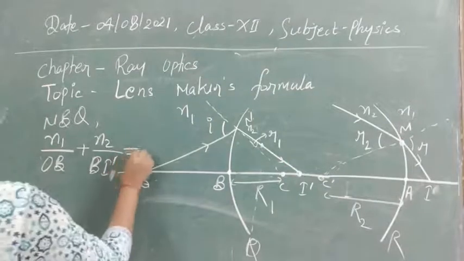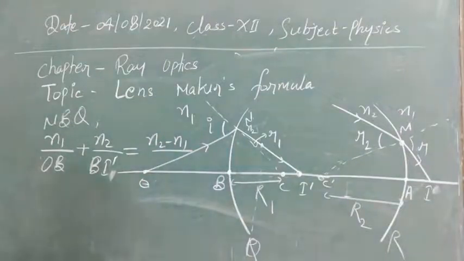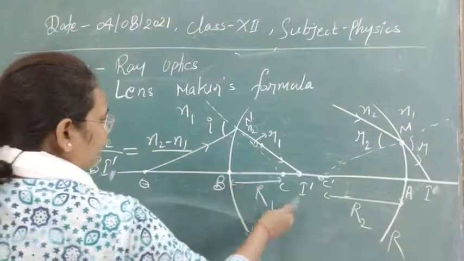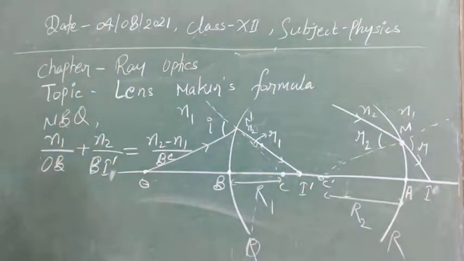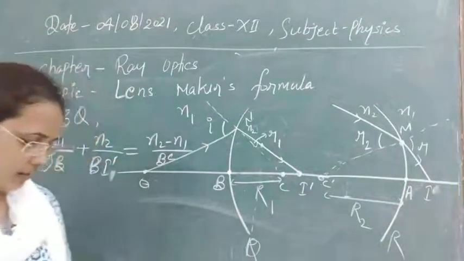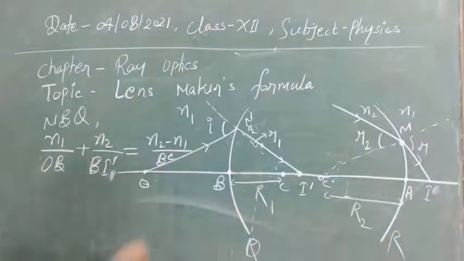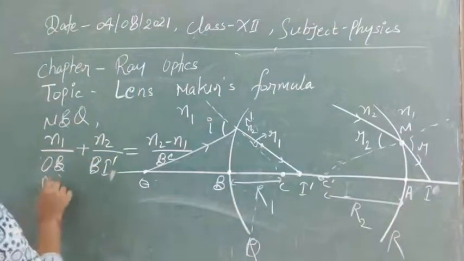Next, this is equal to N2 minus N1 upon the radius of curvature, that is BC. So this is our first equation that we have written for this spherical surface, and for the second one let's write in the same manner. So this is our second one, that is MAR.